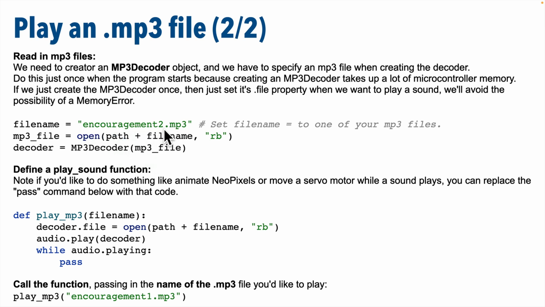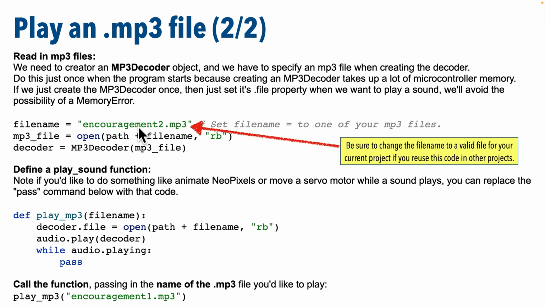on the board. So this is what we're going to do. We're going to set the file name variable to a valid file name. Be sure to change this if you use this code in future projects with different file names. Then we read in our MP3 file using the open statement. We pass in the path, our folder, and the file name. RB means we read the binary values, the raw data from the file. Then we use this MP3 file to create the MP3 decoder object, and we call it decoder.